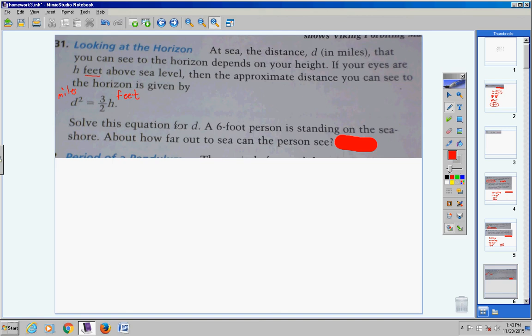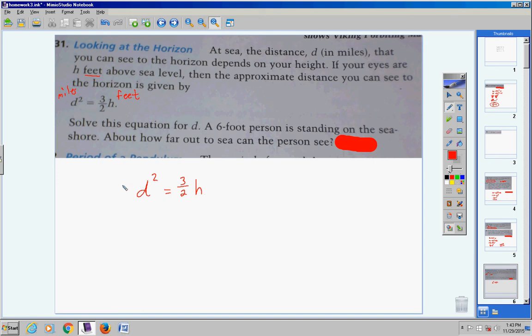So here's what we're going to do. First of all, they want us to solve for d. Now we know how to do that, okay? We've learned how to solve multivariable equations. That was back in chapter 1. So here we go. d squared equals 3 over 2 h. We're going to solve for d.